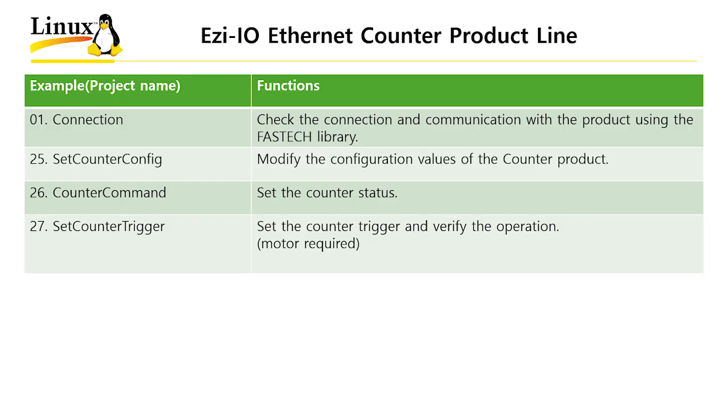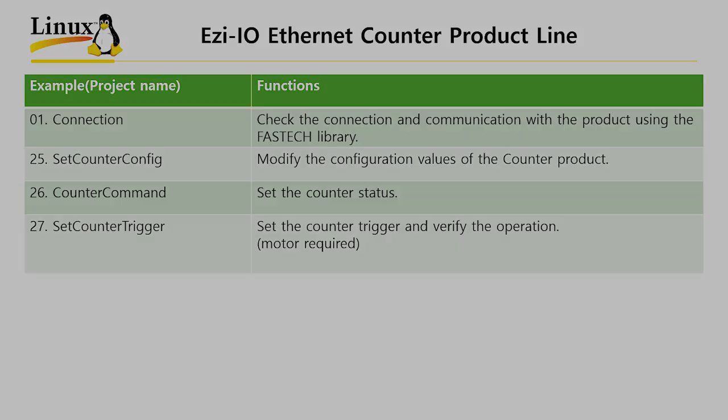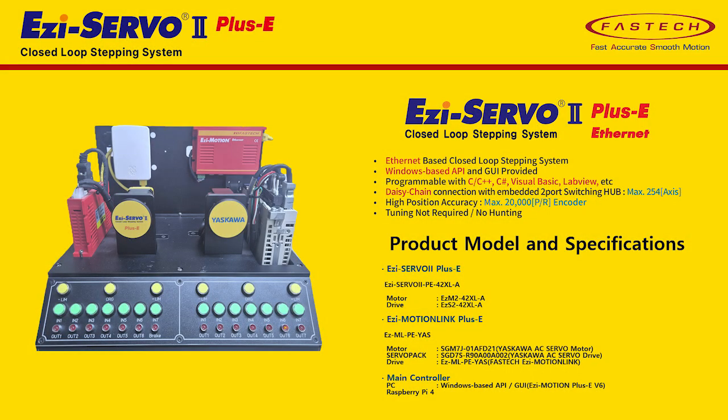Next, we'll show a demonstration of linear interpolation motion for two motor axes, using example 20 from the Linux library. Here are the specifications of the products used in this demonstration.